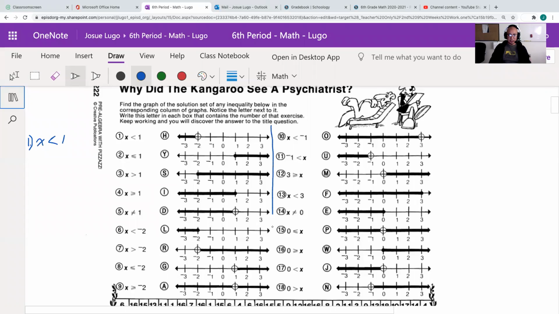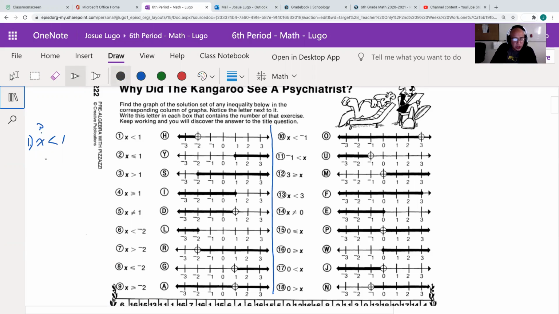You can almost think of this as 2 different worksheets. Okay, so for number 1, x is less than 1. What does that actually mean? Remember that x is a variable. Okay, so x can be any number as long as it meets this condition, as long as that number is less than 1. That's what this means. So obviously x cannot be 1, it cannot be 2 or 3, but it can be 0 or -1 or -2.